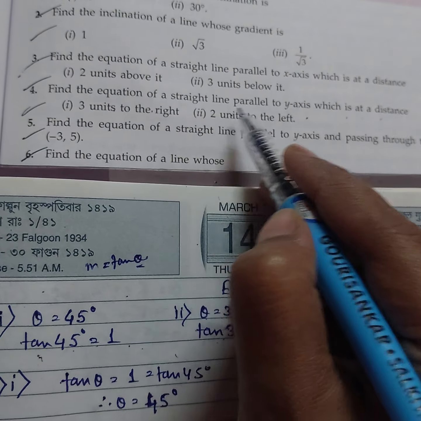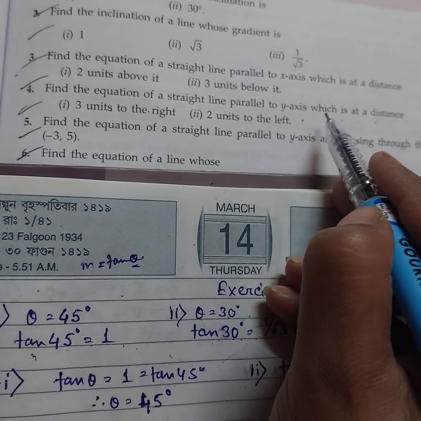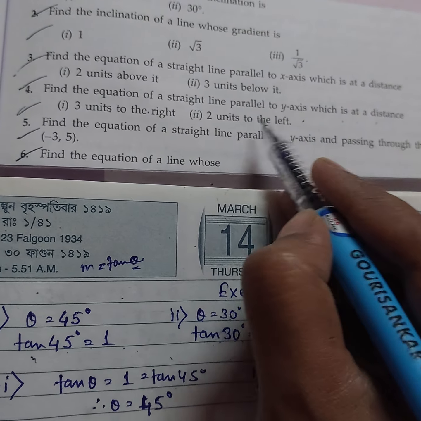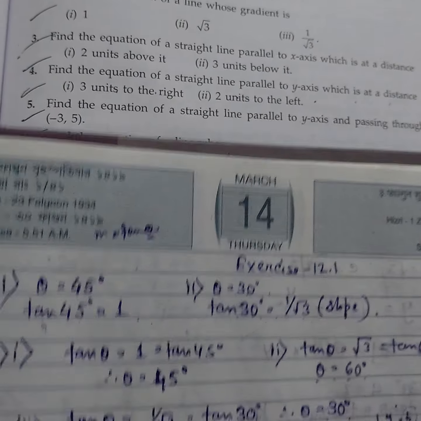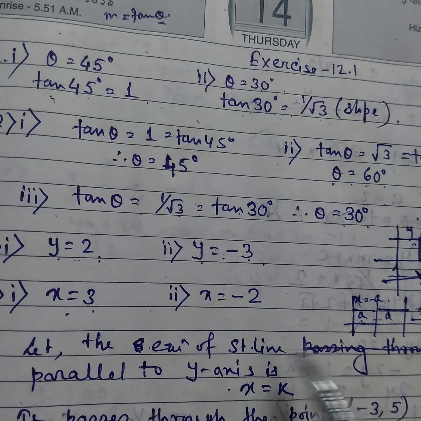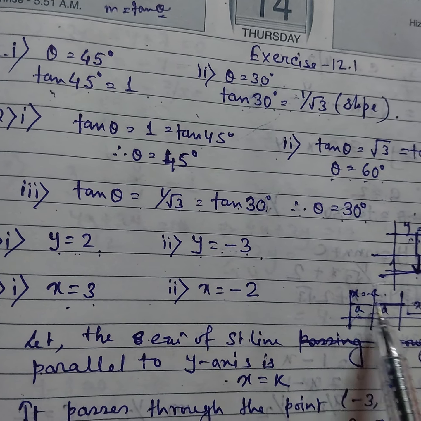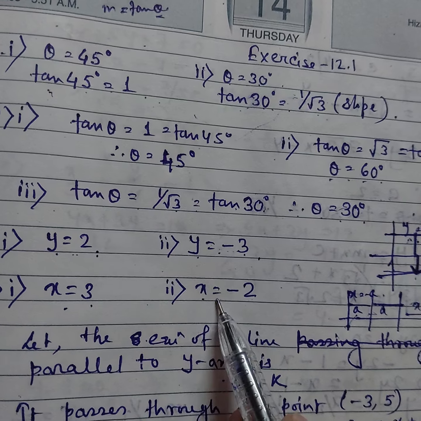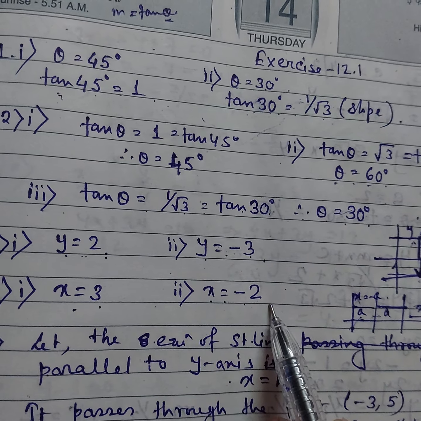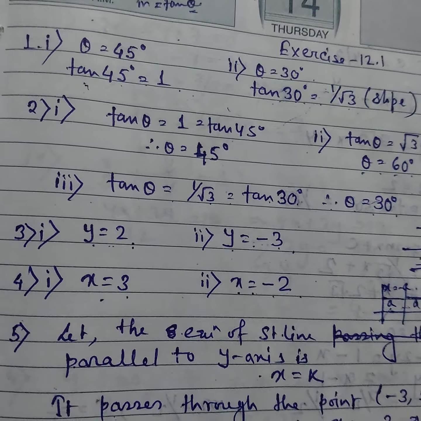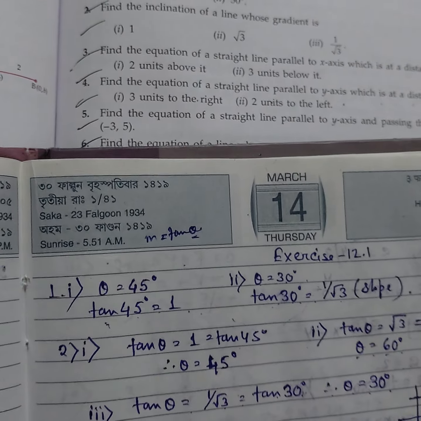In this sum, find the equation of a straight line which is parallel to y-axis at a distance 2 units to the left. So it will be in the negative direction, so x is equal to -2. Hope you can understand. Now next sum.